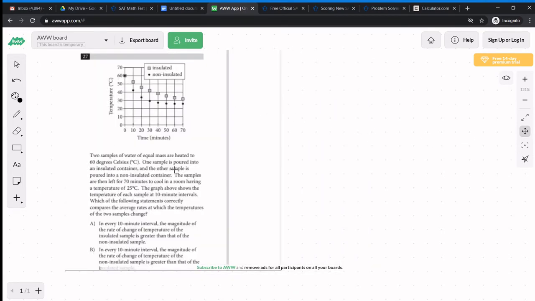Alright, so 2 samples of water of equal mass are heated to 60 degrees, and then they're left to cool. One is poured in an insulated container, one is not. This one appears to be pretty linear. This one appears to be pretty exponential. Then they're left for 70 minutes to cool in a room that has a room temperature of 25. That's why it levels off at 25.